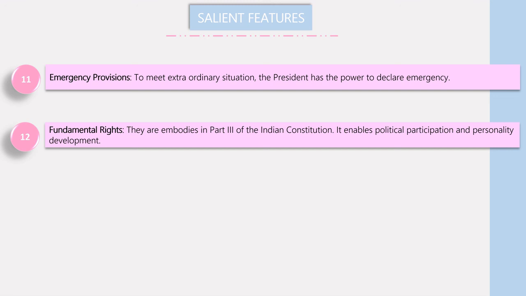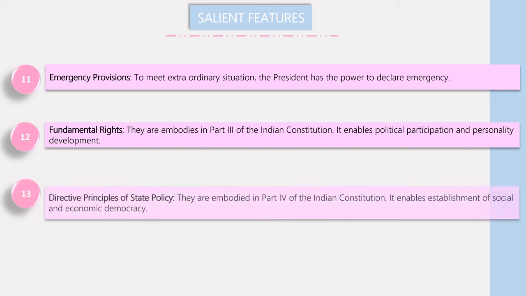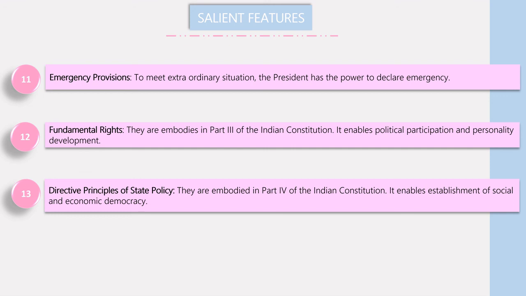13th, Directive Principles of State Policy. The Directive Principles of State Policy are embodied in Part 4 of the Constitution. The aim of the Directive Principles of State Policy is to achieve social and economic democracy. Directive Principles of State Policy were embodied for establishing a welfare state.